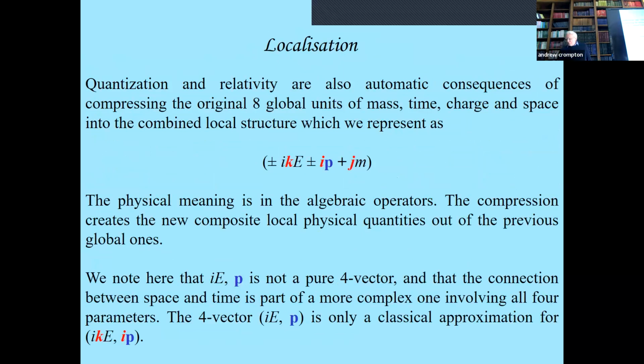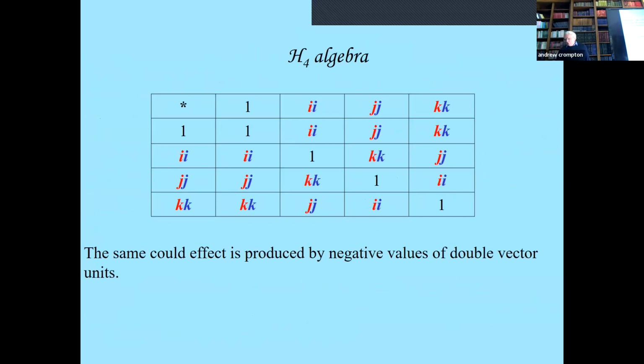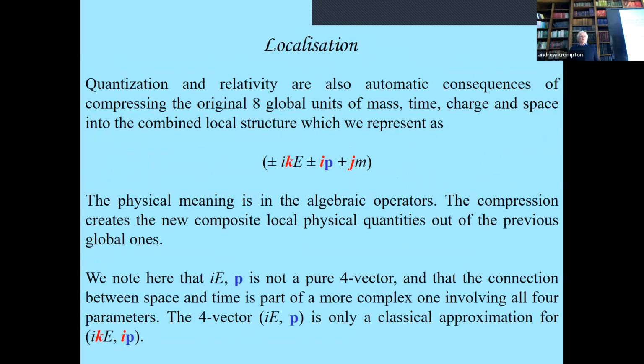I'm saying quantization and relativity are automatic consequences of compressing the 8 original global units into a combined local structure, which is based on the generators of the group. How we're doing? Oh yeah, I've got plenty of time. The physical meaning is in the algebraic operators. The compression produces the new local composite quantities.